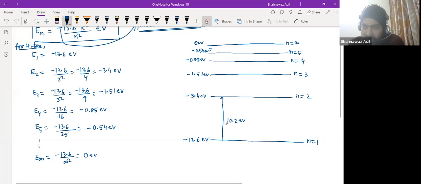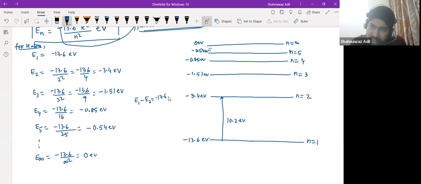Yes, you can also write minus in here. So that would be if you take this one as the higher one and this one as the lower one, that would be minus 10.2 electron volt. So if you calculate E1 minus E2, that would be minus 13.6 minus of minus 3.4. So that would be minus 10.2 electron volt, when you're taking the difference from this to this. Is it clear?